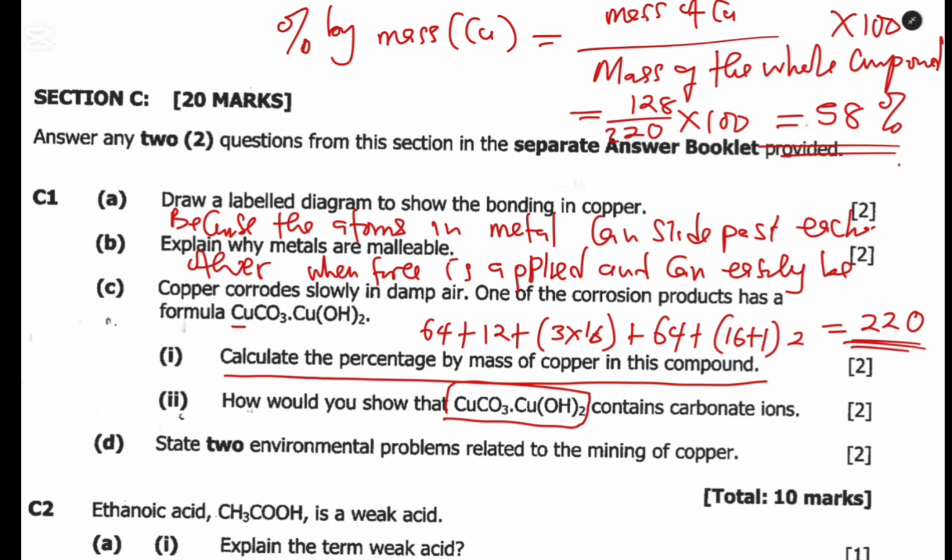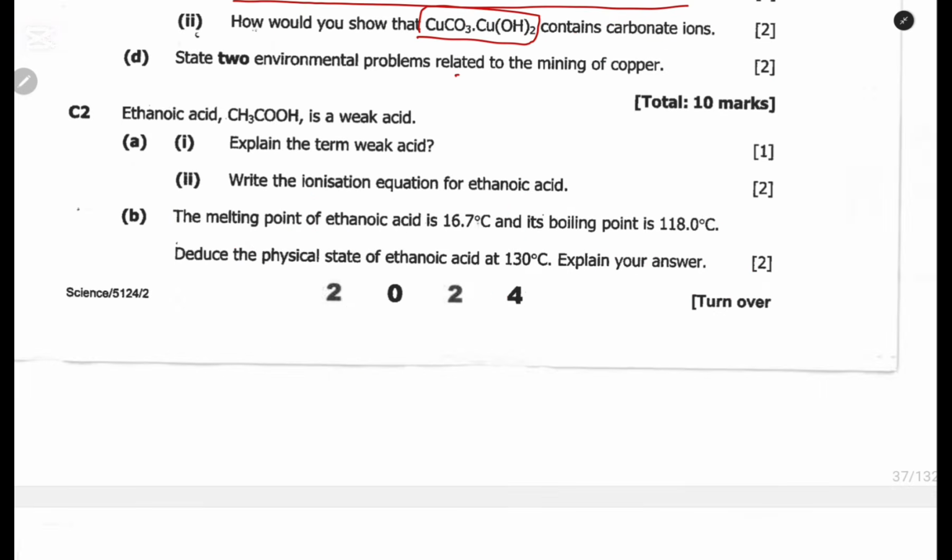That is on qualitative analysis, that is testing for anions. So make sure that you check that information. This question I'll leave to you. How do you test for the presence of carbonate ions? How do you do it? So answer this question. Let us now answer question D.